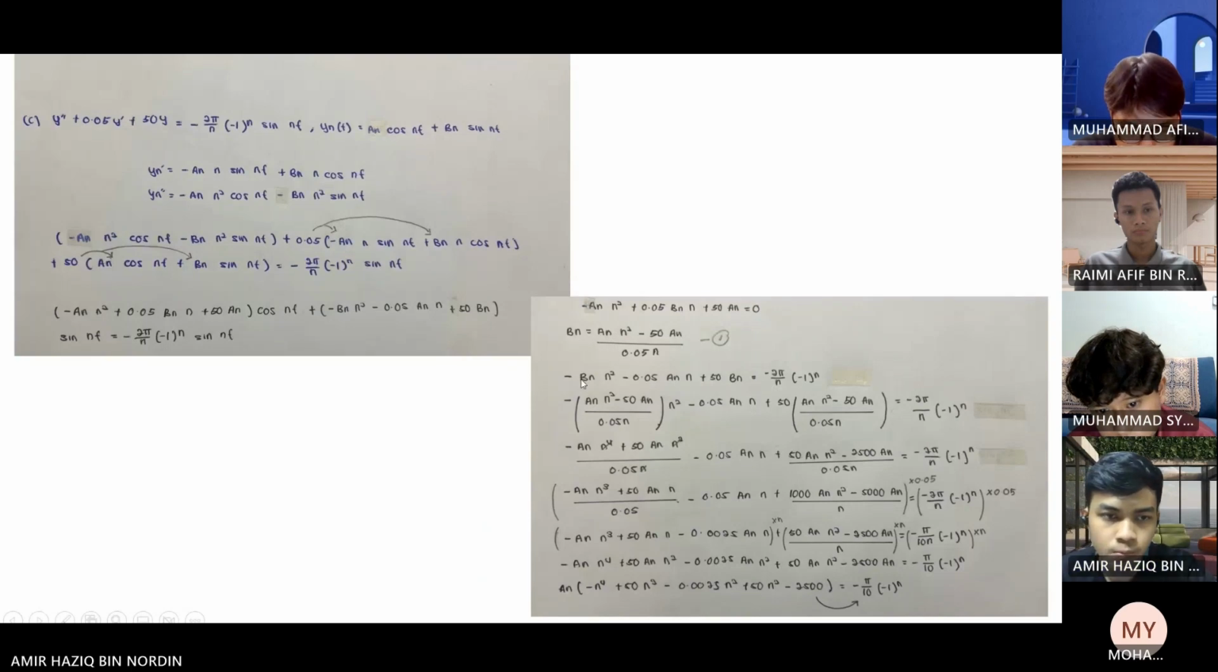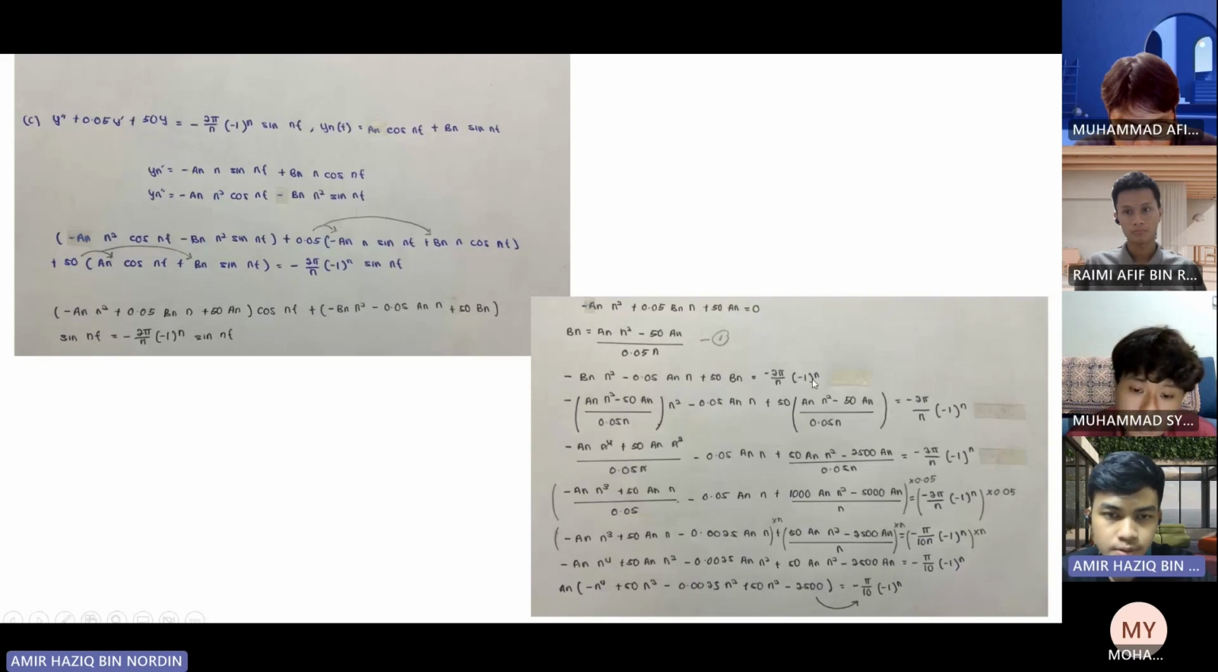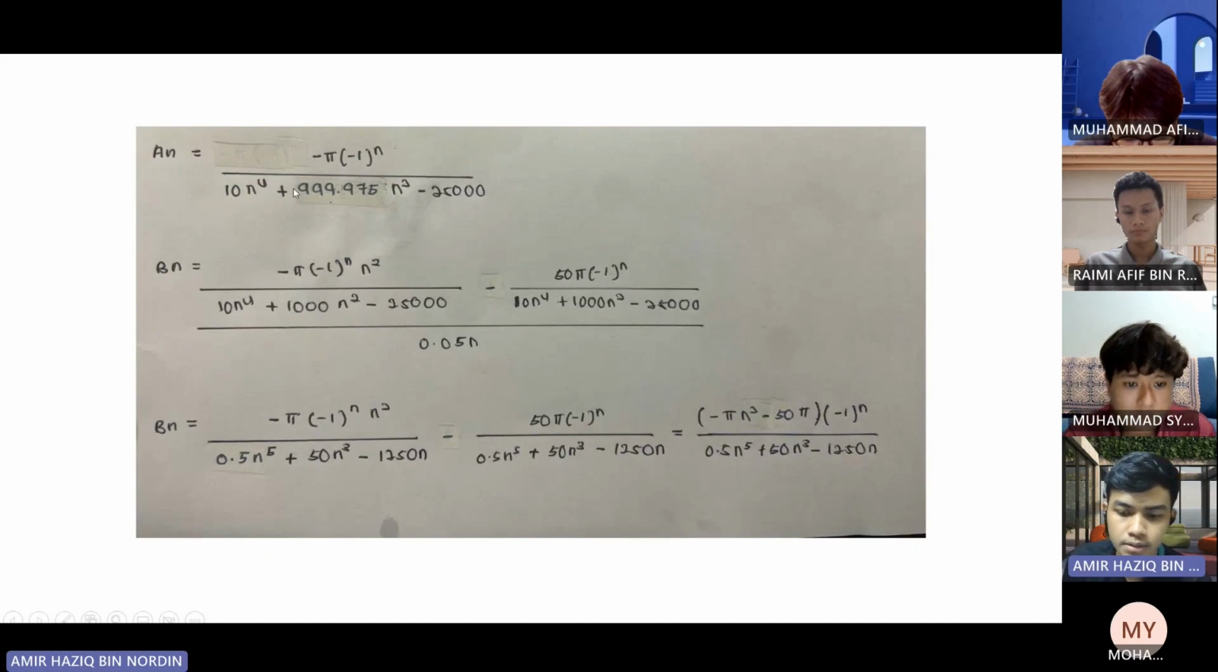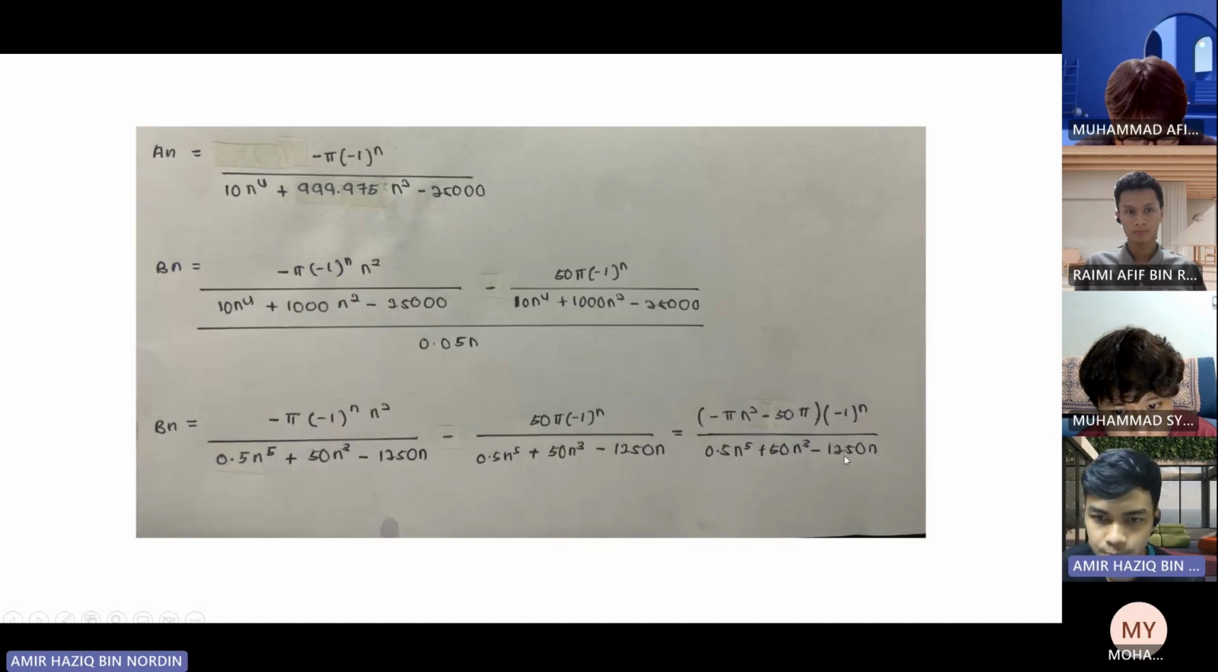Then we need to solve until we get the new An. Once we get the new An value, we replace the An value into the Bn value, and we will get the new Bn. So this is the final answer, An.